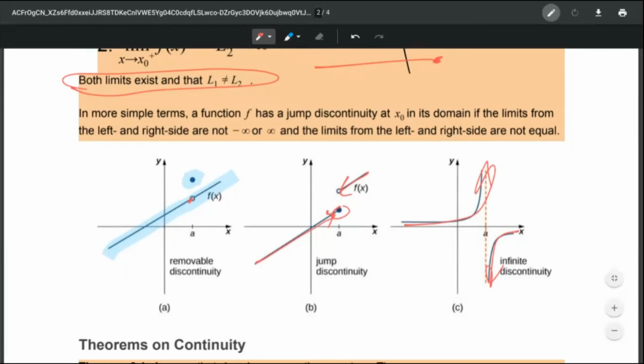All right. And that's it for some quick notes on discontinuity. We're going to look at some examples of the three in other videos. I'll do a video for each.